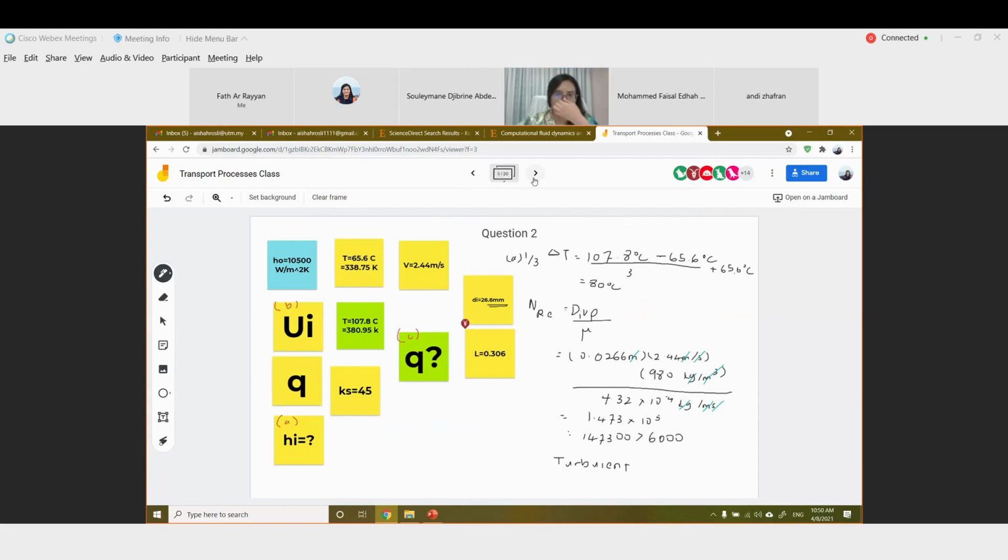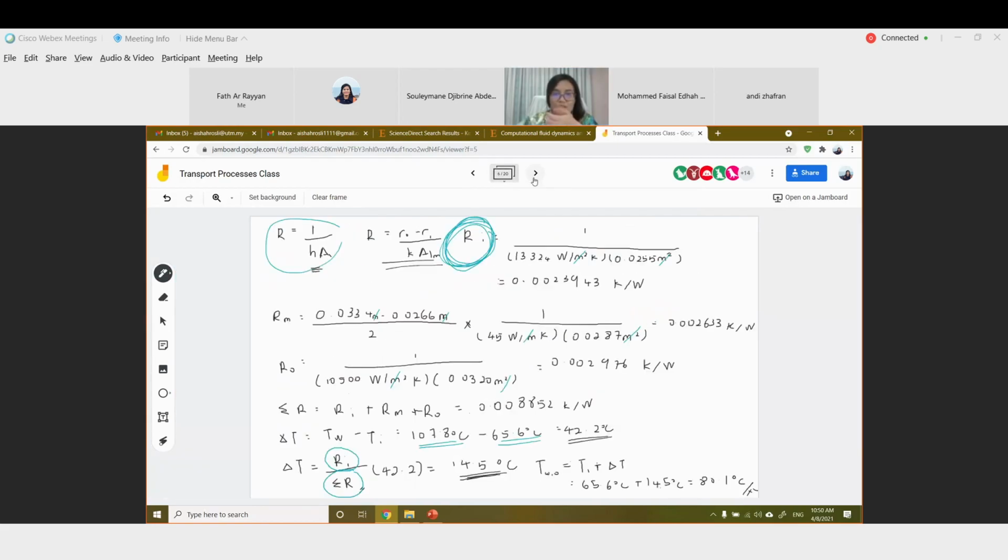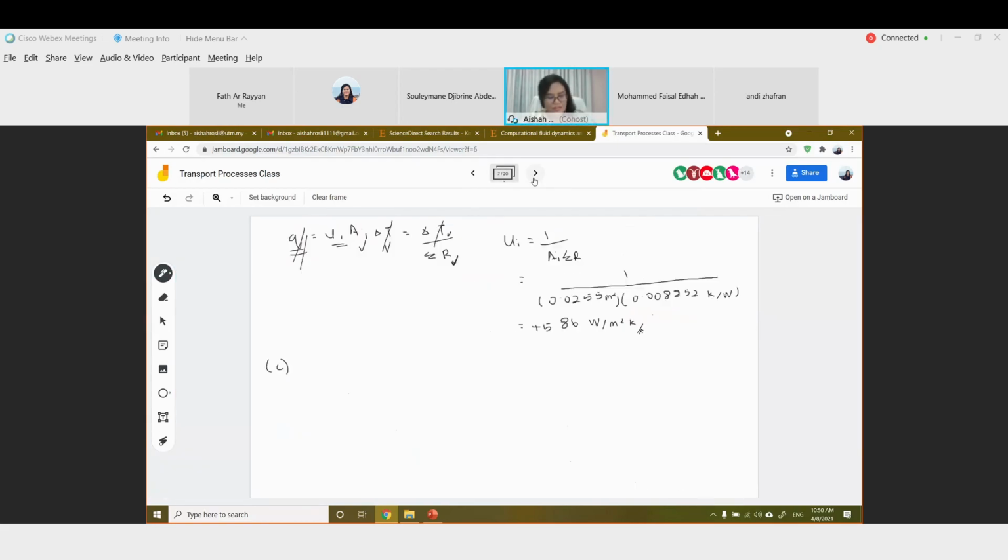Oh, the heat transfer coefficient. Okay, so that's actually pretty easy because I believe we already have it. If we remember, if we use this equation, now that we have U and we have area, of course, and we also have delta T, we can just easily calculate this for the heat transfer rate, which is 4586 watt per meter squared K.